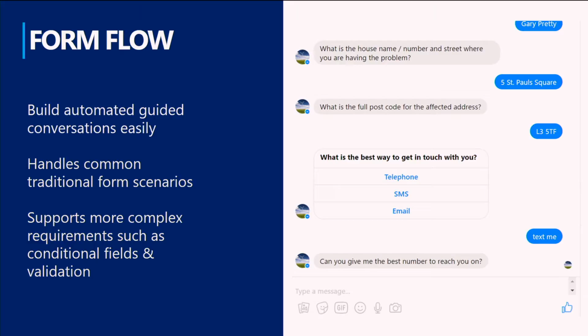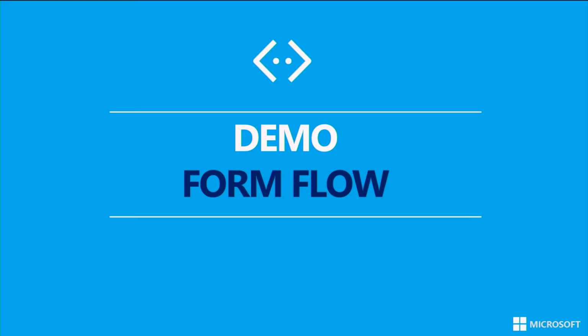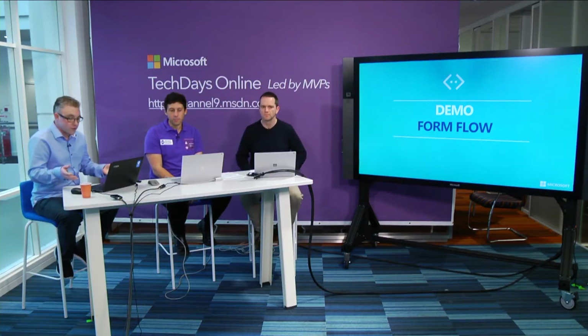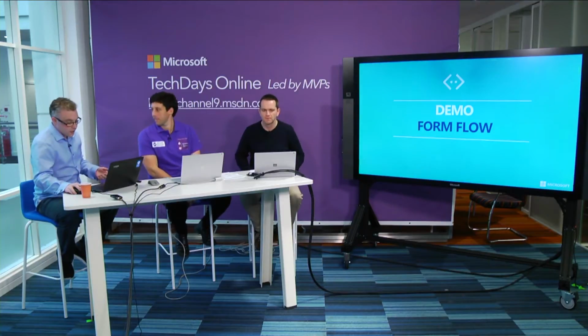So the demo I'm going to run through today on my machine will be to have a look at an Energy Limited, a fictitious utility company. If my power goes out, I need to be able to raise a fault ticket with them. And that ticket's going to need a few different things. It's going to need my name, it's going to need my address, etc. So if we switch over to my machine, I can show you the bot.